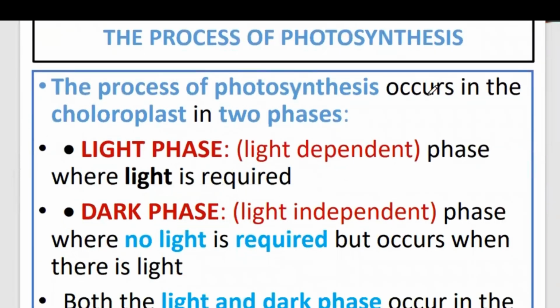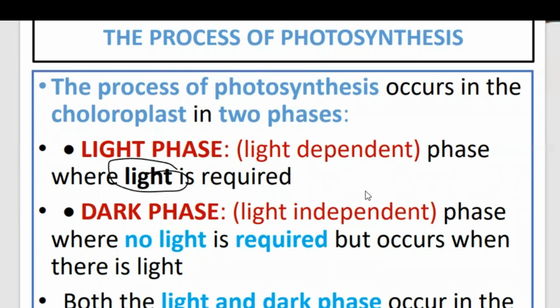Let's look at the process of photosynthesis. The process of photosynthesis occurs in the chloroplast in two phases. As I said, we have the light phase, which we call the light-dependent phase, where light is required. It means that if we don't have light, then photosynthesis cannot take place. So we require the first phase, which has light, and then we require the second phase, which must have no light, which we call the dark phase.